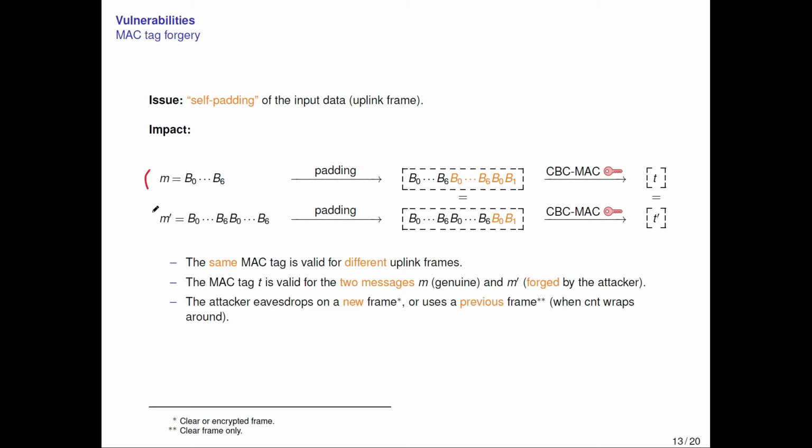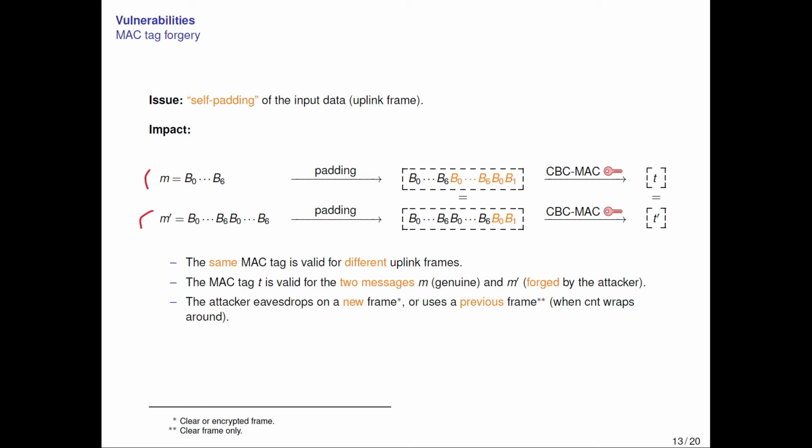Now let us consider a different message, M', which is equal to M concatenated to itself. Applying the Sigfox padding scheme to M' yields the same intermediary byte string as for M, that is, the same 16 bytes. Since the inputs to the CBC MAC routine are the same as previously, the output, that is the MAC tag for M', is the same as the MAC tag for M. This means that two different messages M and M' do have the same MAC tag.